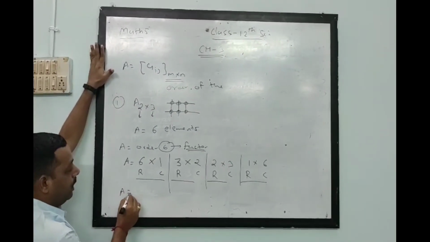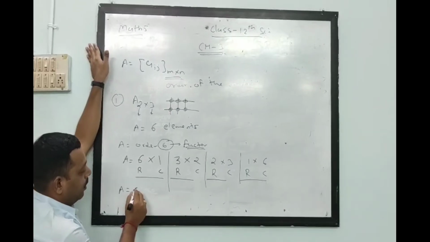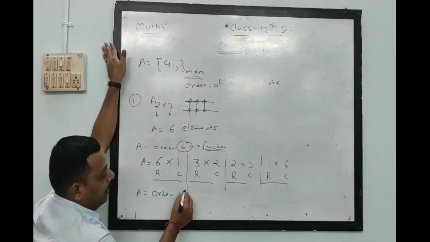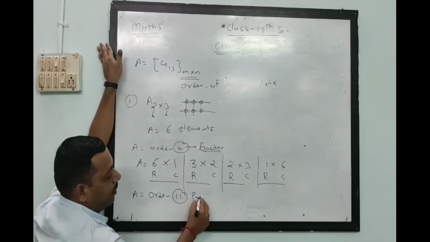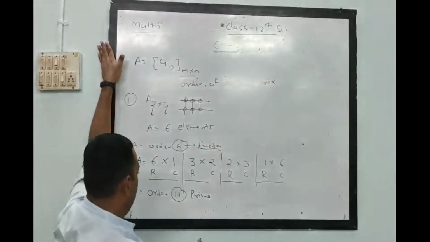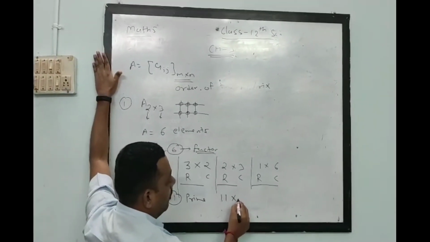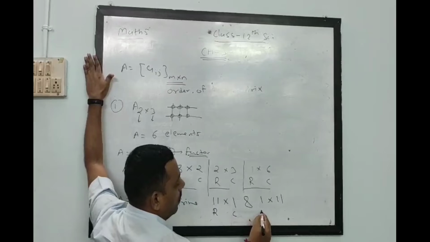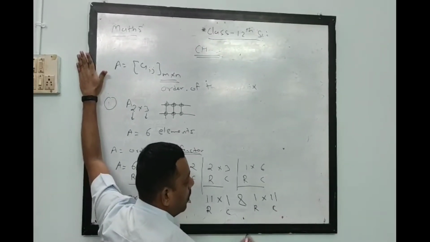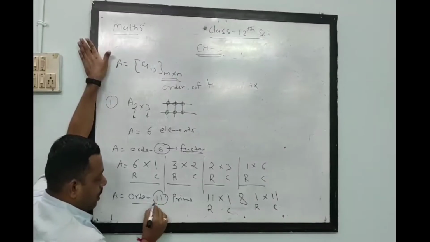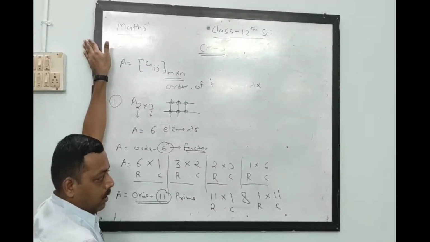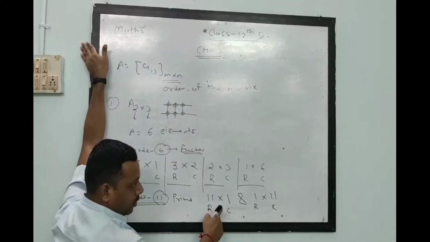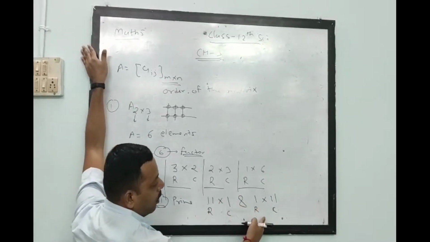But suppose the number is a prime number, for example 11. Then in this case 11 is a prime number. So the possible matrices are only 11 by 1 and 1 by 11, where 11 is row, 1 is column, and here 1 is row and 11 is column. So when the order is a prime number, then there are only two possibilities. Either your matrix is a column matrix or a row matrix.